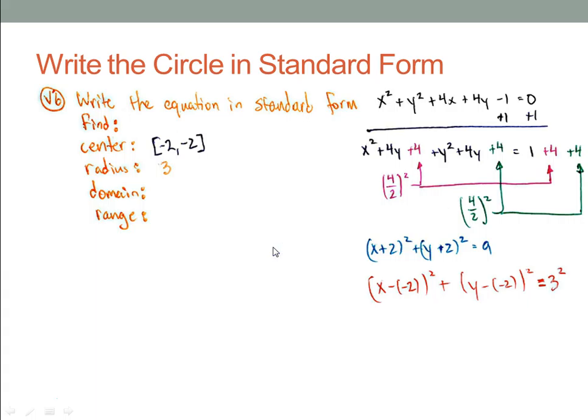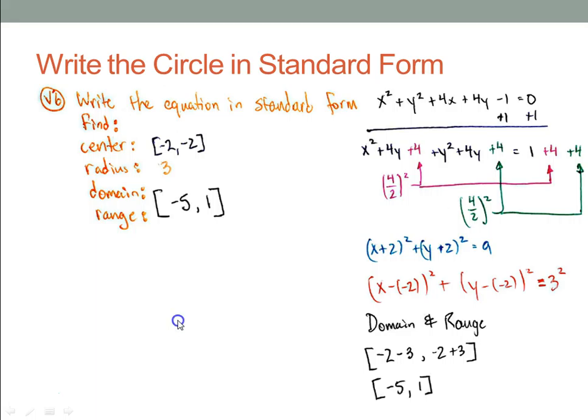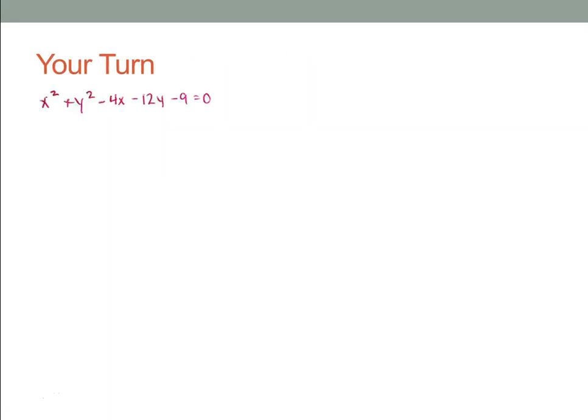So that's the radius. I can find the domain and the range together because x and y for the center of the circle are the same. And subtract and add the radius to that, and I have negative 5, 1. Now that's the domain and the range for that circle, and only because the center is negative 2, negative 2. Boom. All right, so why don't you try this one? Remember to move that 9 to the other side before double completing the square. Go ahead and pause the video while I take a sip of tea, and you'll come back.